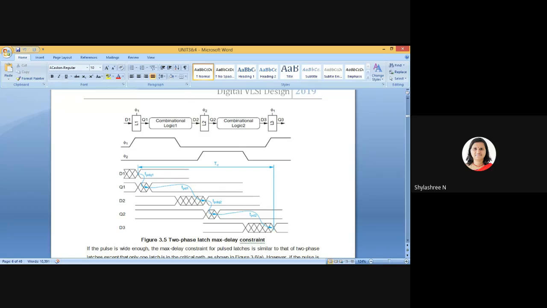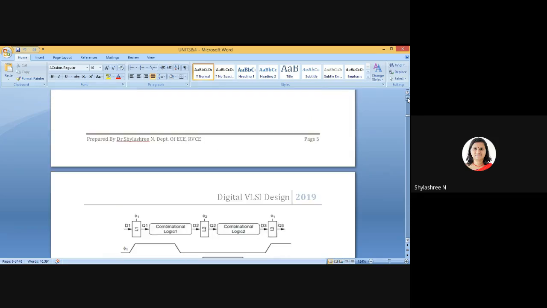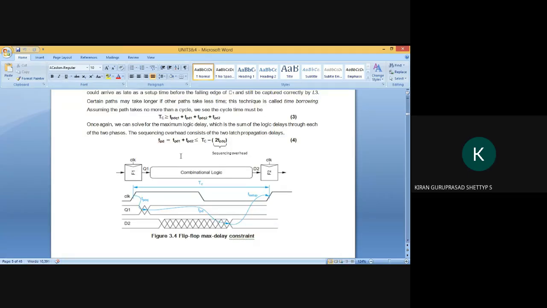What may be the alternate solution, that is the sequencing overhead? How can you design the combinational logic block? Alternatively, you can write the equation for the combinational logic block as TPD as the addition of those two. Correct. So TPD1 plus TPD2, I'm writing it as TPD itself, and your TPD should be less than or equal to TC minus 2 TPDQ. This also I'm adding: TPDQ1 plus TPDQ2, I'll be taking it as 2 TPDQ. That is my sequencing overhead. Are you getting it?